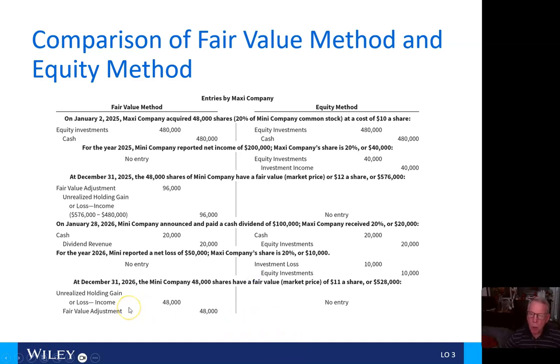Then, at December 31, 2026, Mini Company's 48,000 shares have a fair value of $11 a share, or $528,000. So under the fair value method, we're going to debit the unrealized holding gain and loss and credit fair value adjustment for $48,000. Okay. I think that's clear, and we'll move on from there.